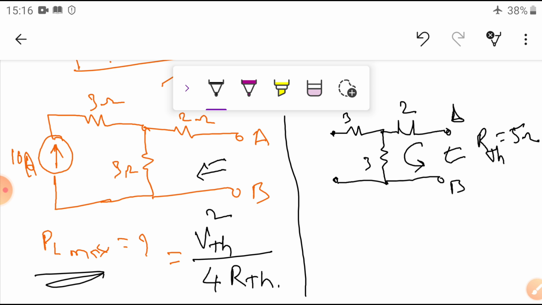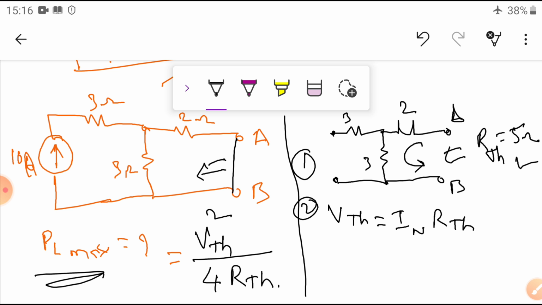Now I want to know V Thevenin. The first case is over. In the second case, we are going to calculate V Thevenin. That is equal to I Norton into R Thevenin. R Thevenin we already calculated. How are we going to find I Norton? Simply short the AB terminals and find the current across the AB terminals.